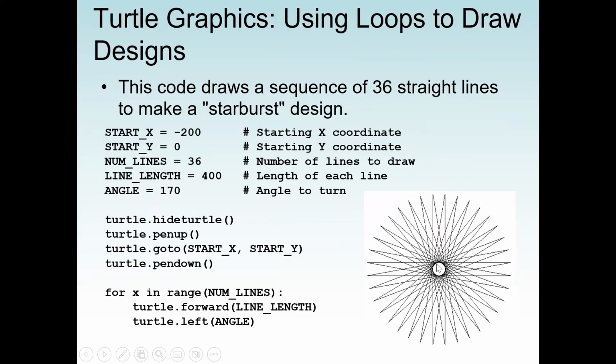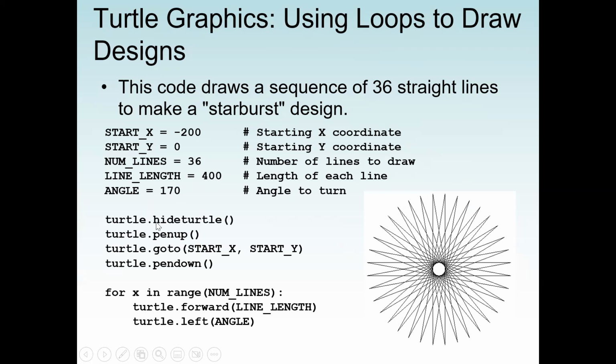Next, we can have a nice shape here. This could draw a sequence of 36 straight lines to make a starburst design. So here also we have the start X and Y as -200 and 0. The number of lines is 36. The length is 400. This time the angle is 170.